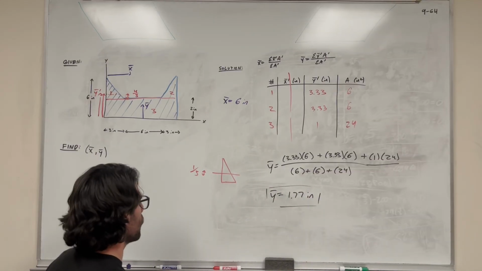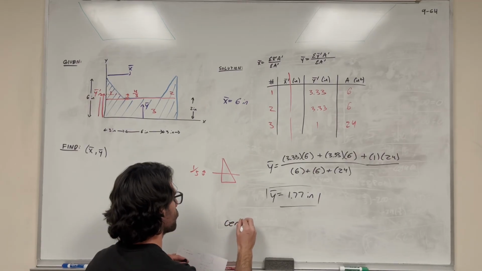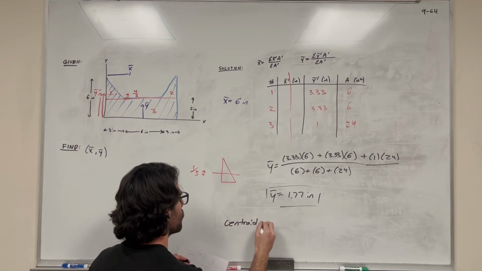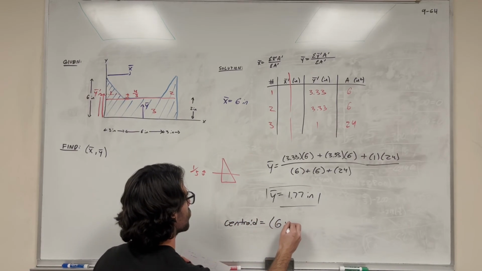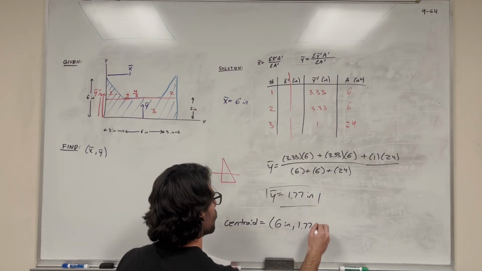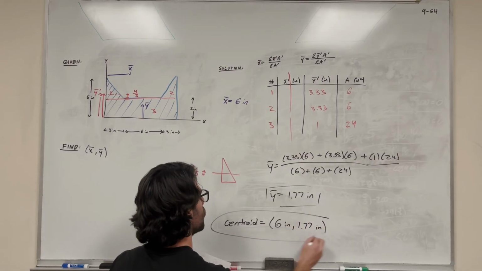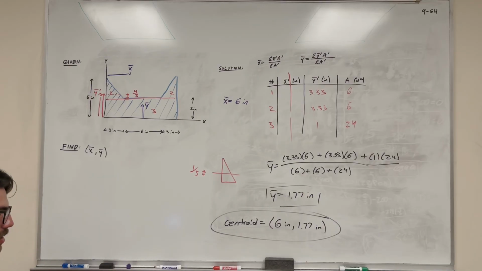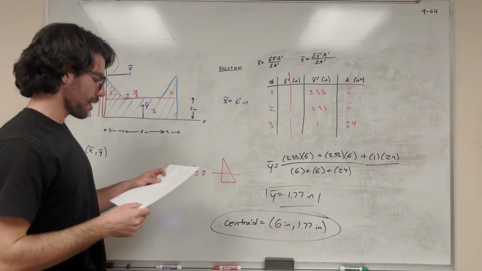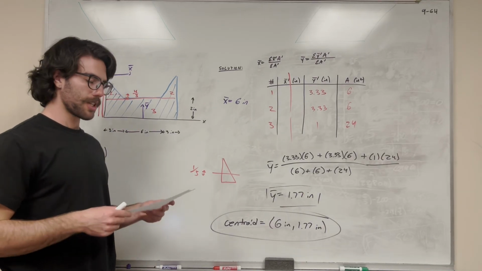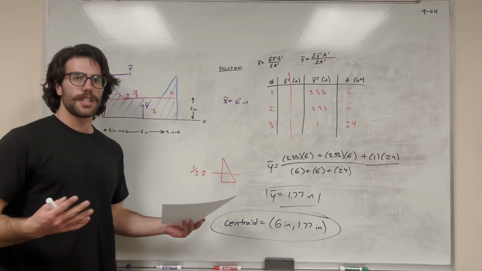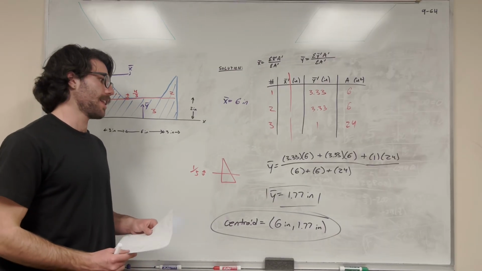So if we want to write it in centroid form, the centroid is equal to 6 inches for the x and then 1.77 for the y. And there we go, that's our final answer. I'm just going to double check that really quick, but yeah, that's pretty much correct. So that's how you solve these kinds of problems, just breaking it up into shapes and then using the equations.